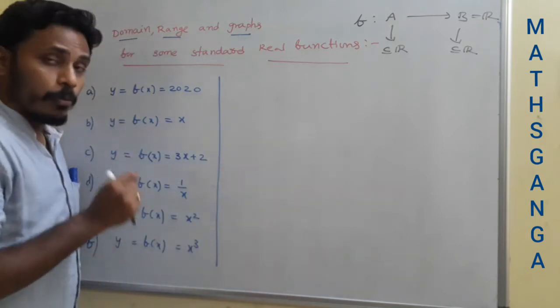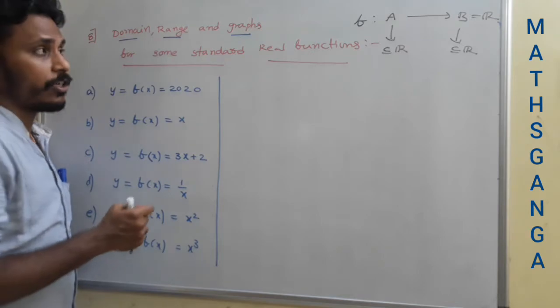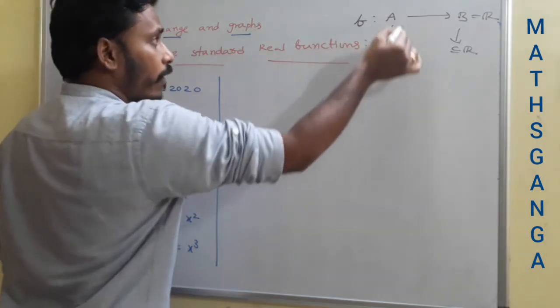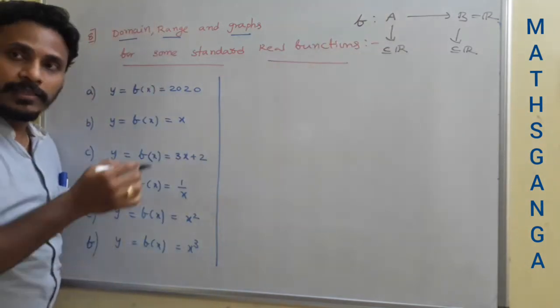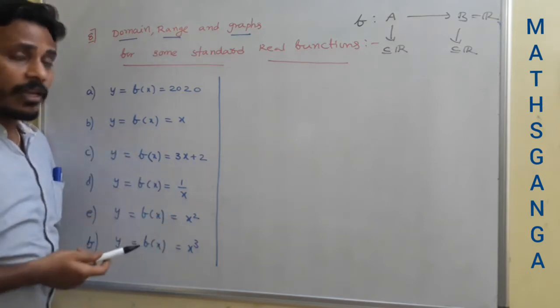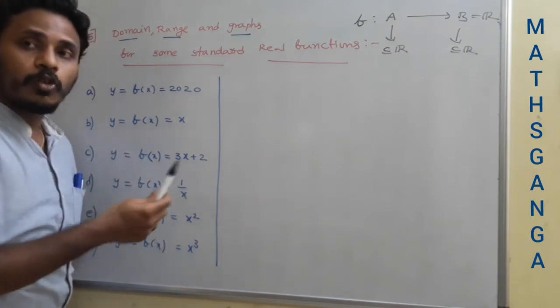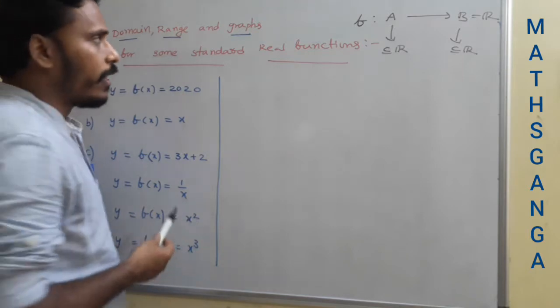Okay, so to maintain such a relation, we need to find the set A. We call it the domain. As well as the range, which is nothing but the images of the elements of the domain. We call it the range.